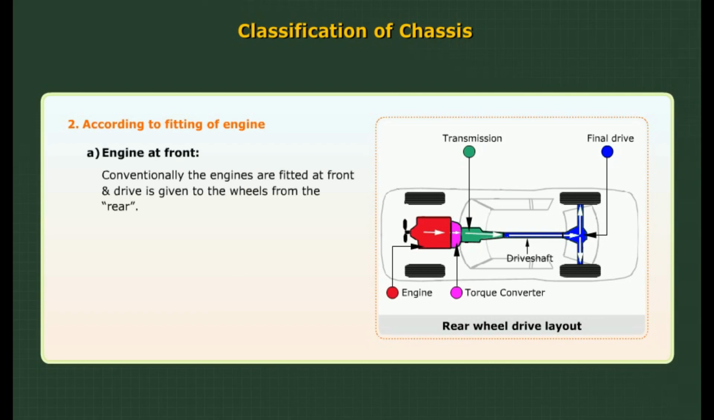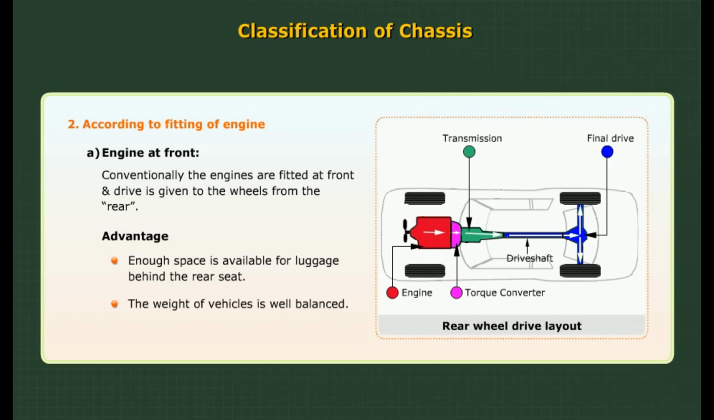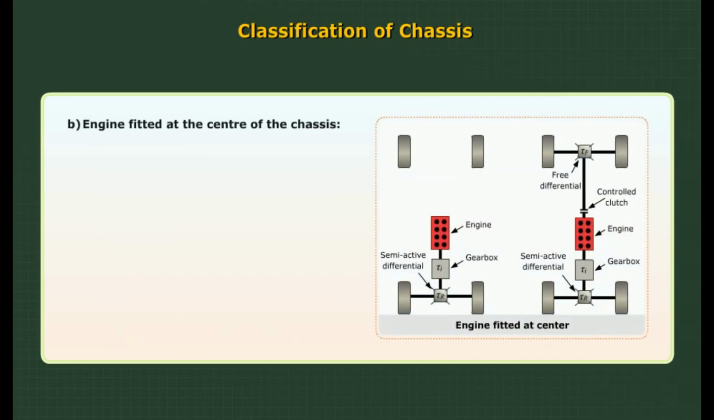Engine at front. Conventionally, the engines are fitted at front and drive is given to the wheels from the rear. Advantages: enough space is available for luggage behind the rear seat. The weight of the vehicle is well balanced. Improved efficiency of cooling system. Engine fitted at the center of the chassis. In this case, the engine is fitted at the center of the chassis.